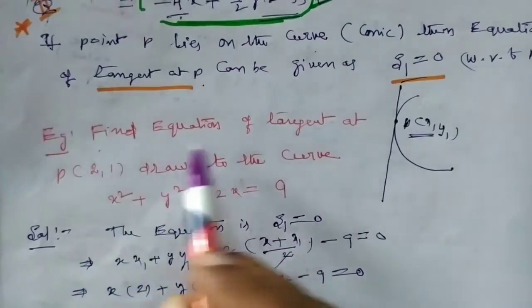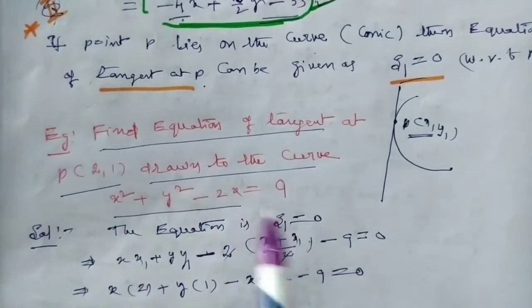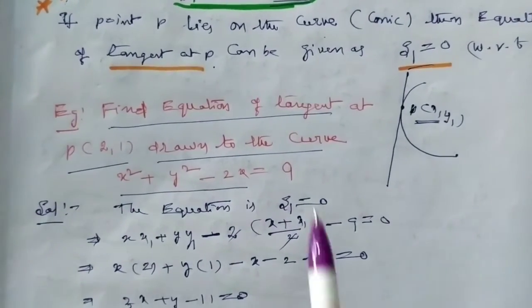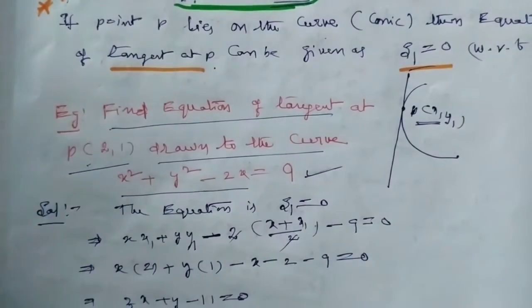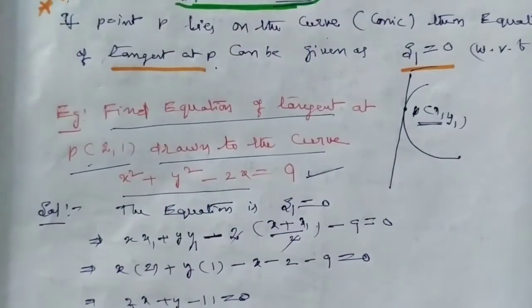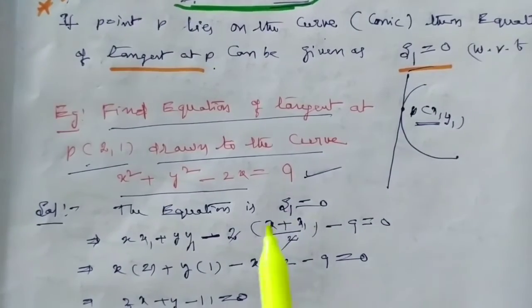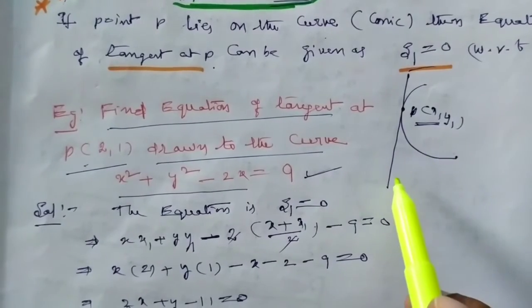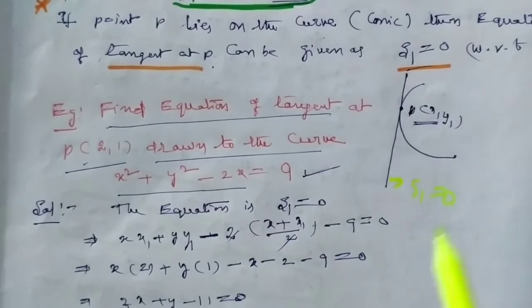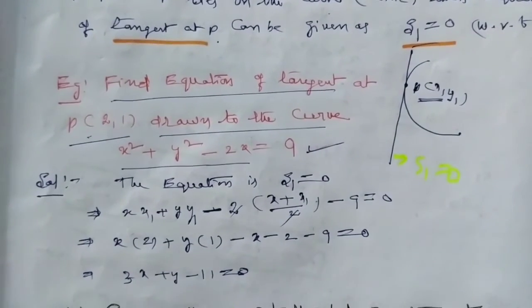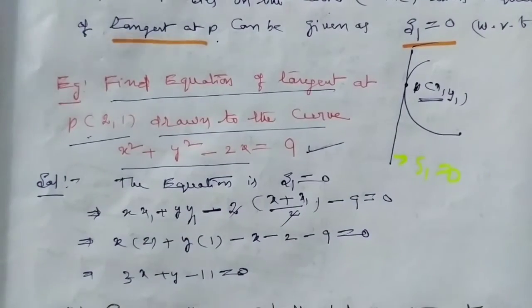Suppose we have to find the equation of the tangent at (2, 1) drawn to the curve x square plus y square minus 2x minus y is equal to 9. Here this is the conic equation, and this is the point. Using this point, write the tangent equation. The tangent equation is denoted by S1 is equal to 0. So what steps do we follow to change this equation into S1?